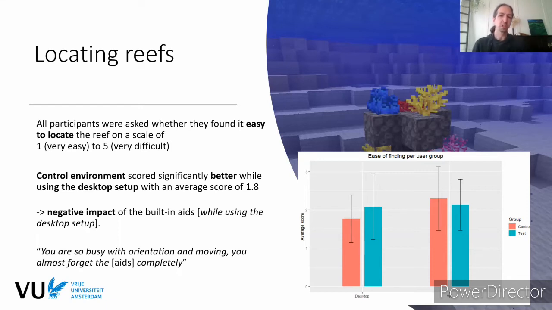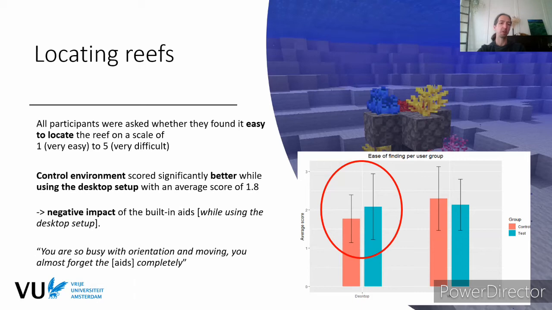Next, of course, in line was, but how did they find it to locate the individual reefs? So at the visit of every reef, I asked them, did you find it very easy or very difficult to find this one? And of course, in the control environment and the test environment. And in this, the control environment, so again, the simple one, scored significantly better. So in this environment, they thought it was easier to find reefs.